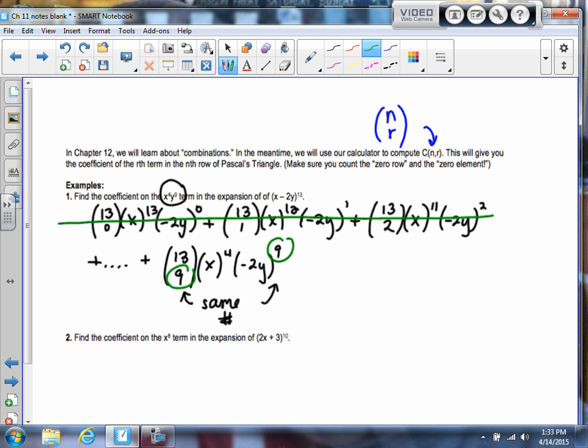So let's find these. Let's do 13 choose 9. Right before break, I showed you how to do this. We're going to hit 13, we're going to find nCr. Along the left-hand side, we're going to hit math, go over to PRB, option 3. So 13 nCr 9. So it's going to be 715.